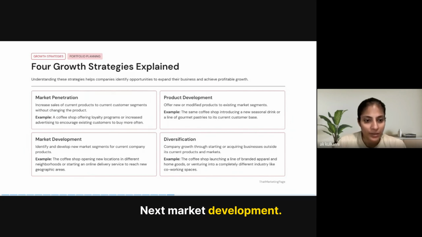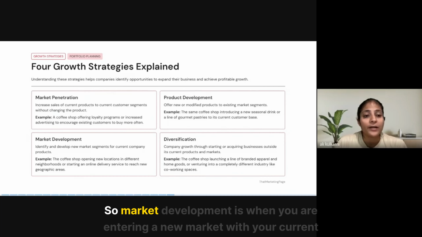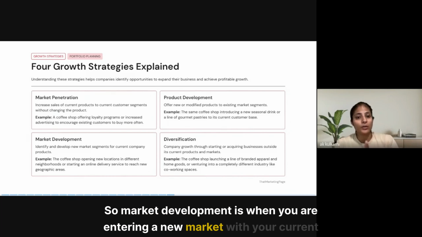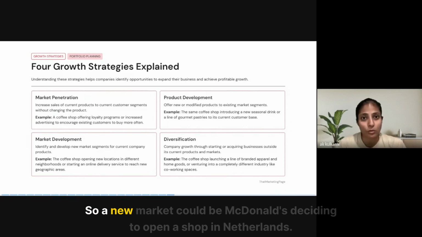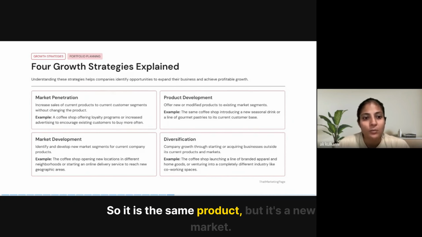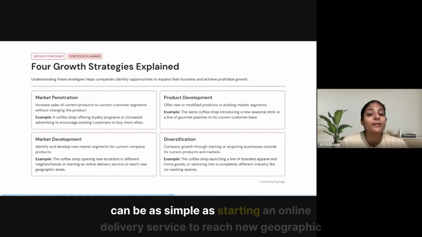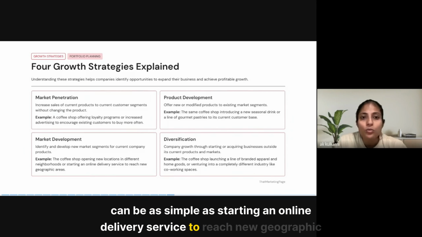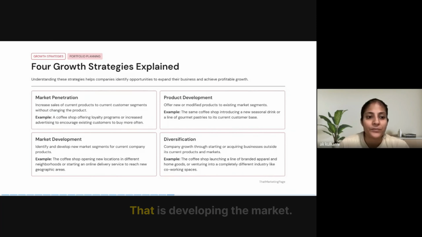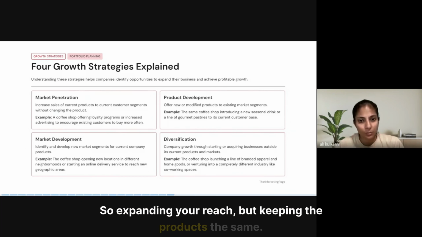Next, market development. Identify and develop new market segments. Market development is when you are entering a new market with your current products. So a new market could be McDonald's deciding to open a shop in Netherlands. So it is the same product, but it's a new market. In this example, the coffee shop opening new locations in different neighborhoods, or it can be as simple as starting an online delivery service to reach new geographic areas. That is developing the market. So expanding your reach, but keeping the products the same.